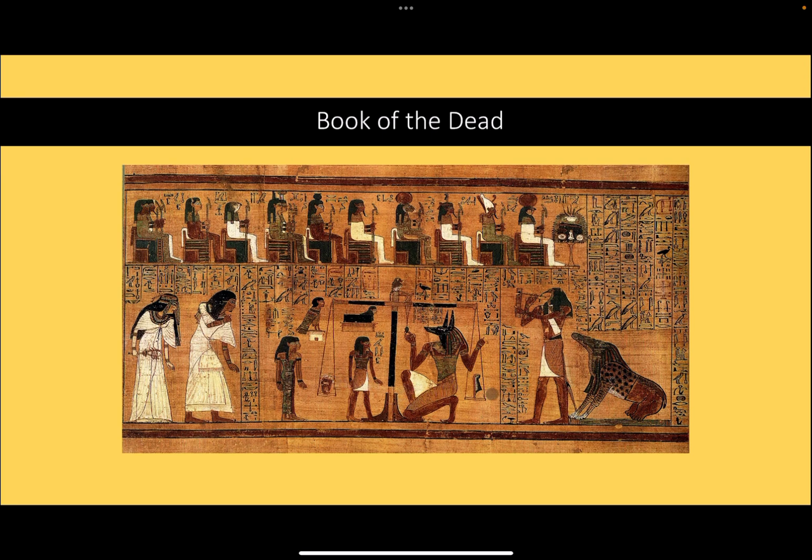If the heart weighs more than the feather, then this deity, Amit, who consists of the head of a crocodile, the forequarters of either a leopard or a lion, and then the hindquarters of a hippopotamus. You have to ask why those three. Well, these were the three most deadly animals the Egyptians knew. They killed lots of people. So they're scary things. You combine those three. Well, Amit gets to eat the person's heart, and then they are doomed to this second-class status in the afterlife. Thoth here is recording the whole proceeding.